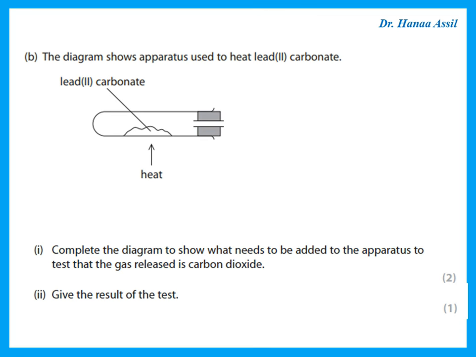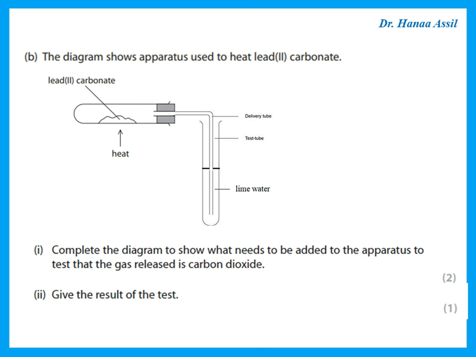Okay? The diagram shows apparatus used to heat lead carbonate. So he's saying that he put the lead carbonate into that tube and he's trying to heat it. Now complete the diagram to show what needs to be added to the apparatus to test that the gas released is carbon dioxide. I want to make sure that the gas that comes out is carbon dioxide. So what should I use to test it? Well, you should know that to test for carbon dioxide gas, I need lime water. So I need a delivery tube going into a test tube that has lime water.